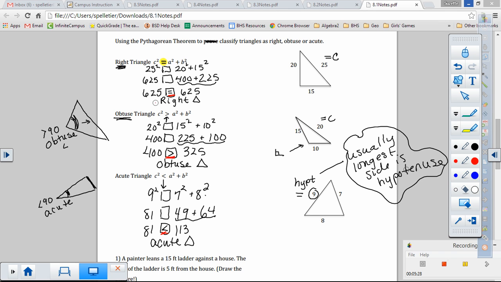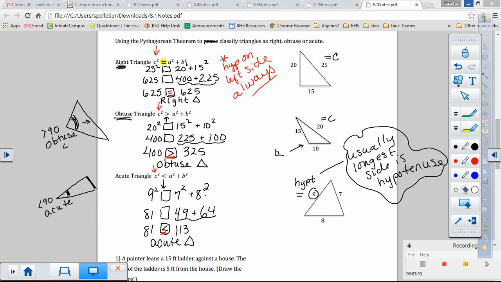You will notice in every one of these equations, we always start with the hypotenuse on the left side. Okay? Really important. Hypotenuse on left side always. Okay? Really, really important. I can't stress it enough.